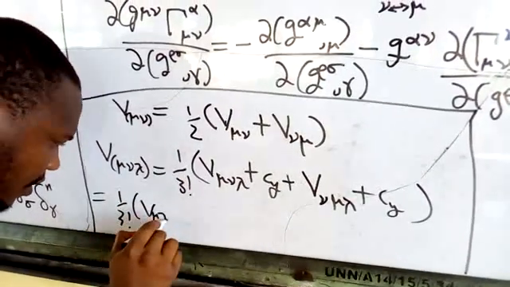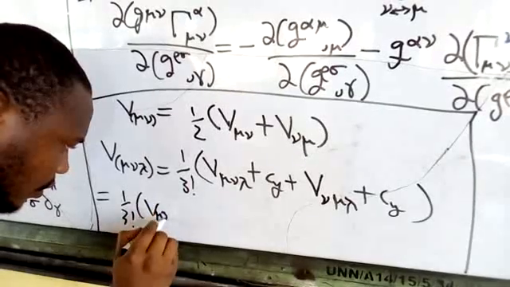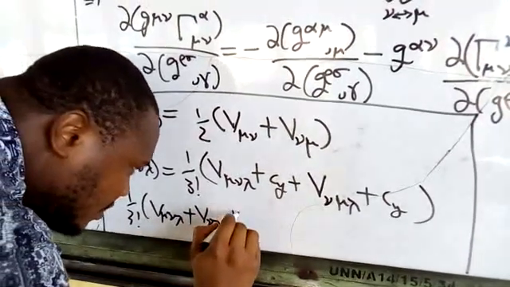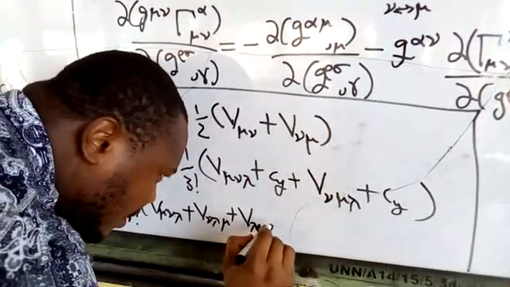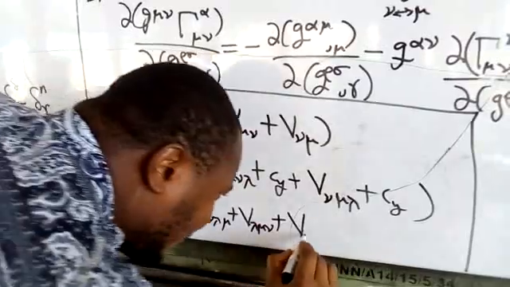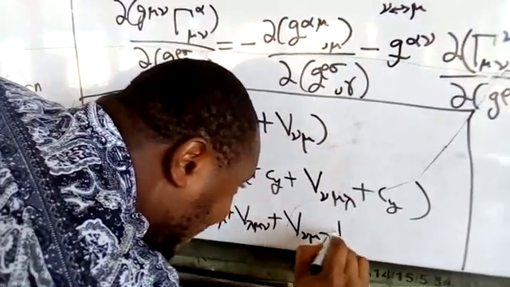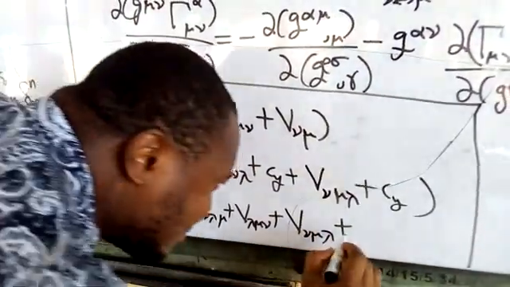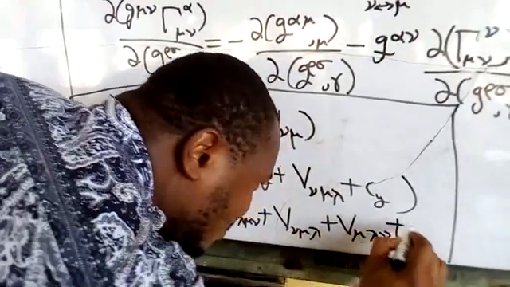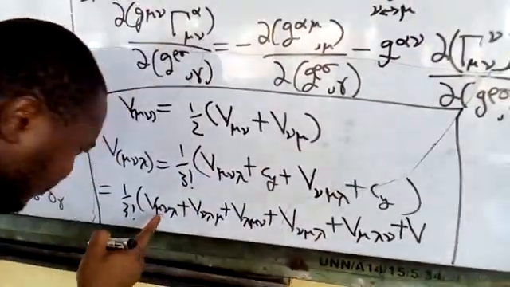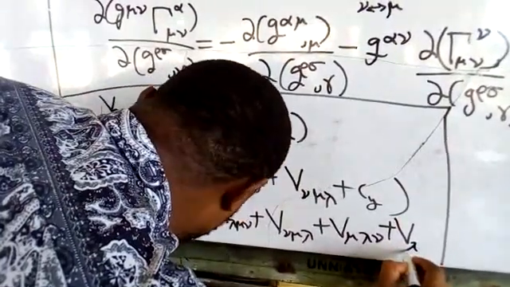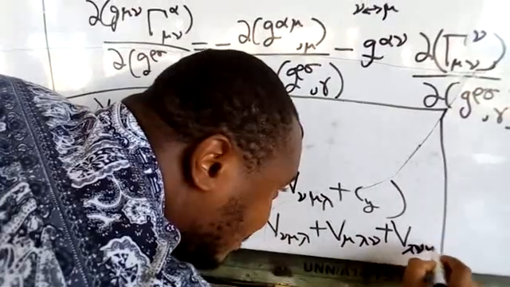This is V mu nu lambda plus V nu lambda mu plus V lambda mu nu plus, again, the odd permutation, I have V nu mu lambda. I can decide to come back again and say V mu, but then I perform it between lambda and nu, plus lastly, I perform that between the first and the last. So I bring lambda here, nu here, and then mu there.